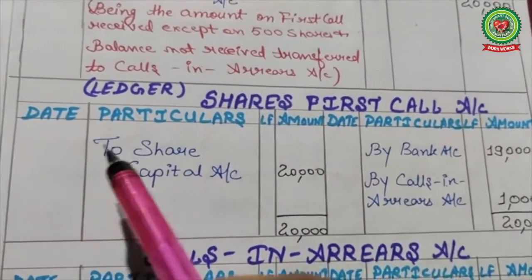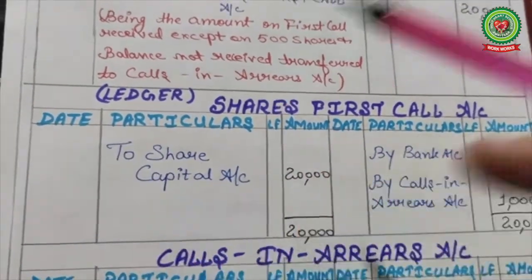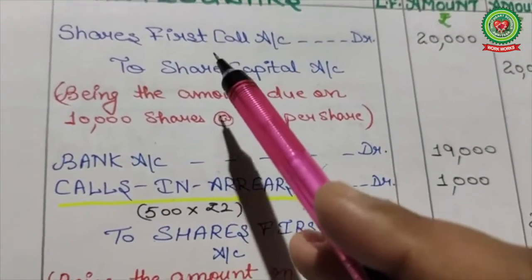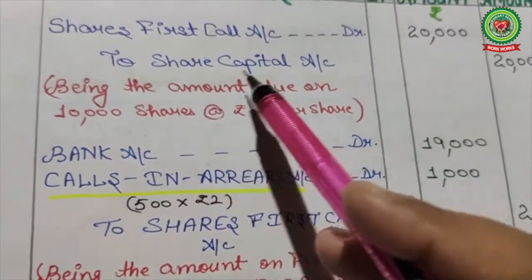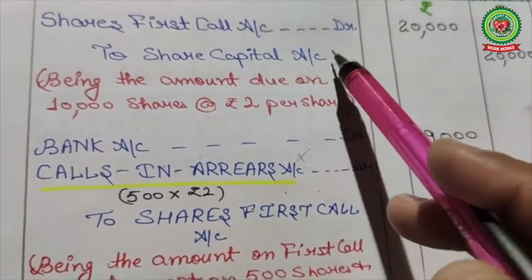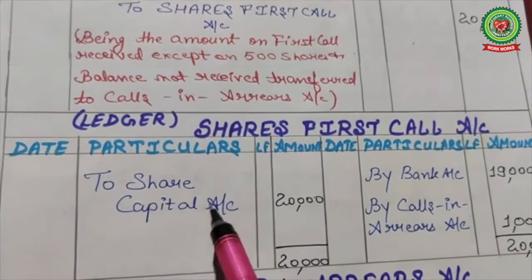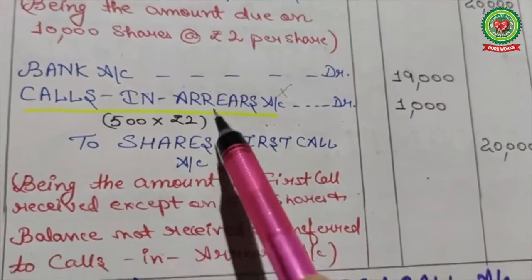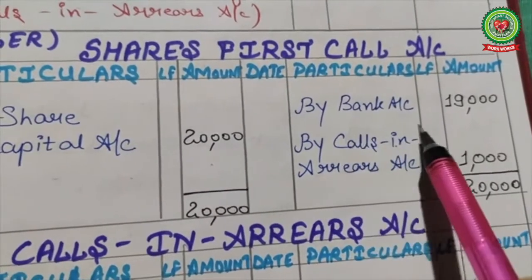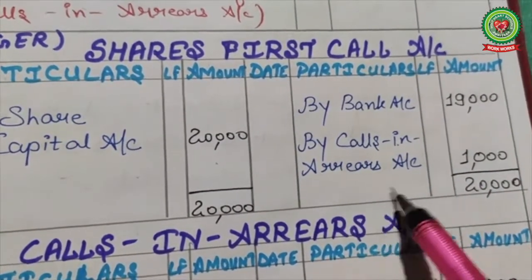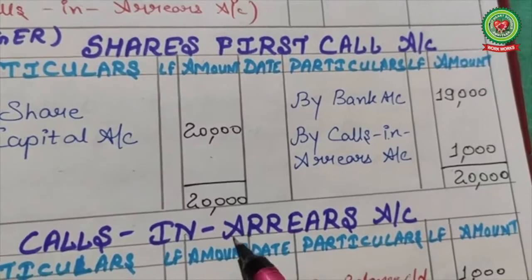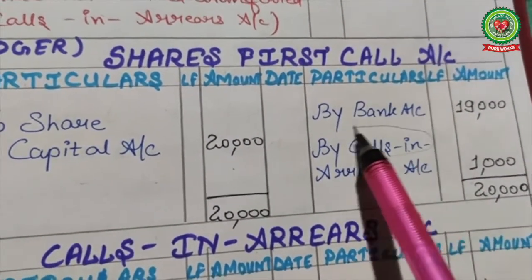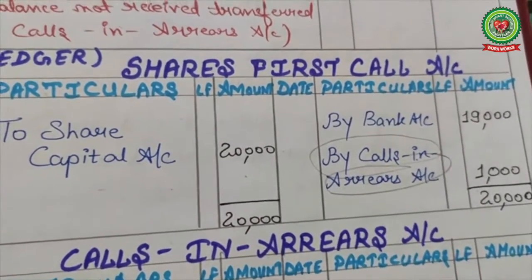One is the share first call account to share capital account. So post here to share capital account 20,000. Second case, by bank account 19,000, by calls in arrears 1,000, 20,000, 20,000. Here there is no balancing amount because we maintain the calls in arrears account separately.